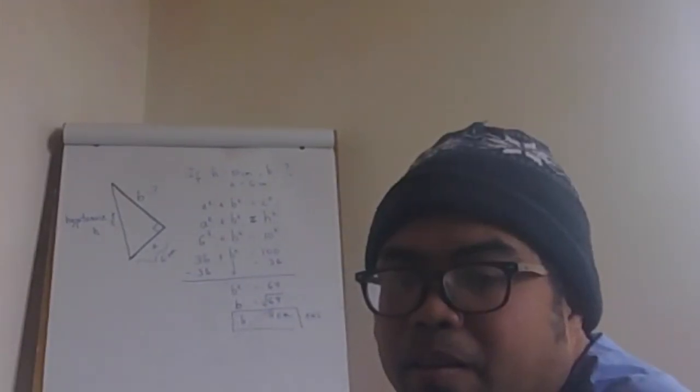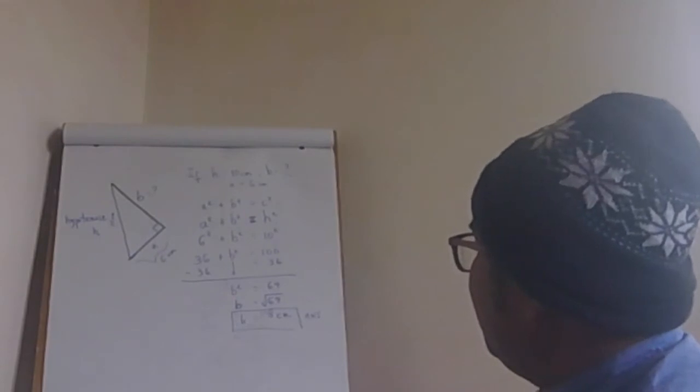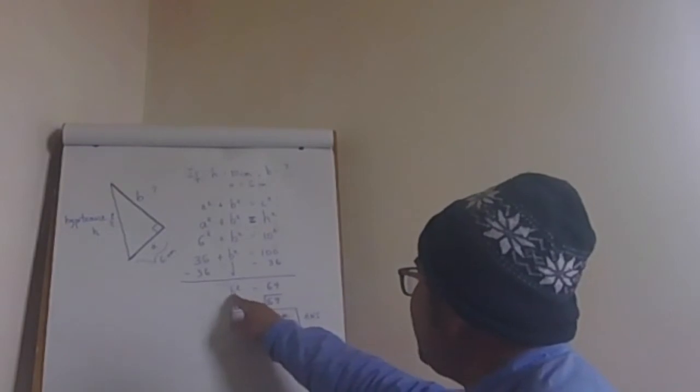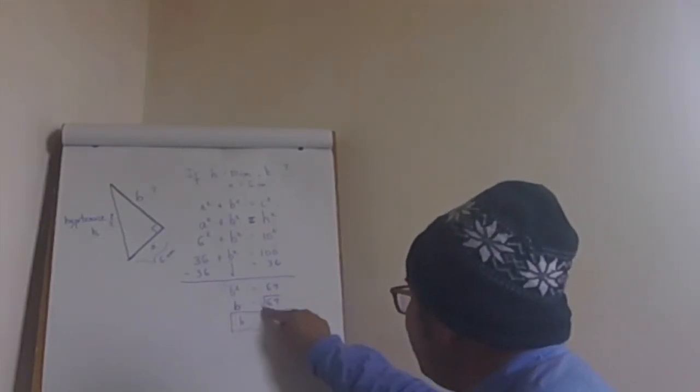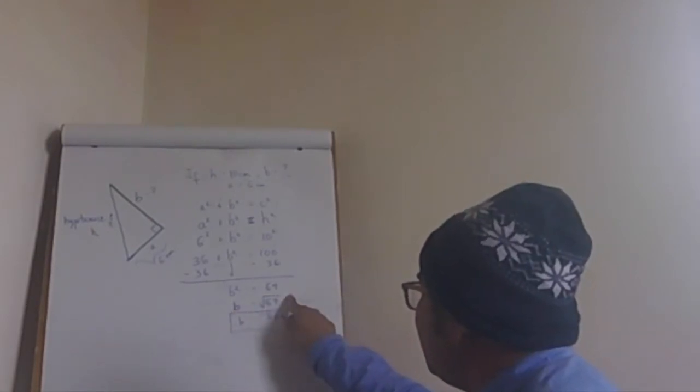Wait, I can't quite see the board. Is it underneath the B squared equals 64? What's underneath? Oh yes, B squared is 64. Yes, and you just say the square root of 64 is B. Yeah, B is the square root of 64.